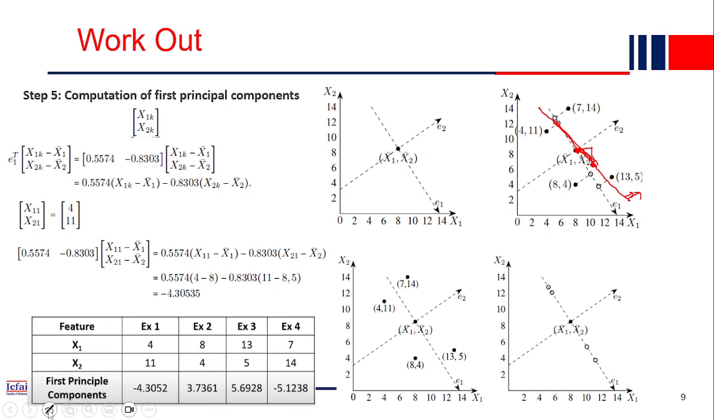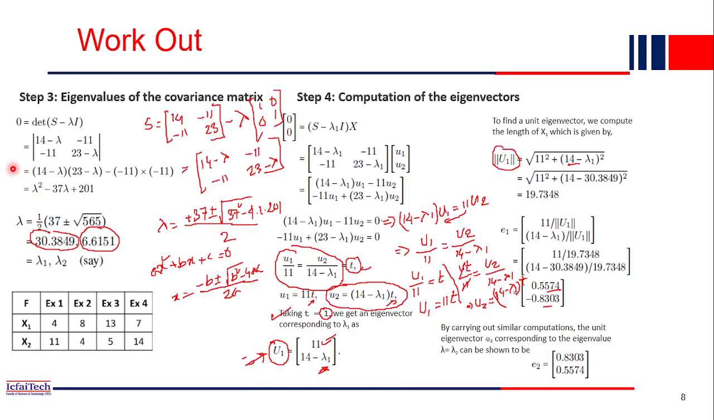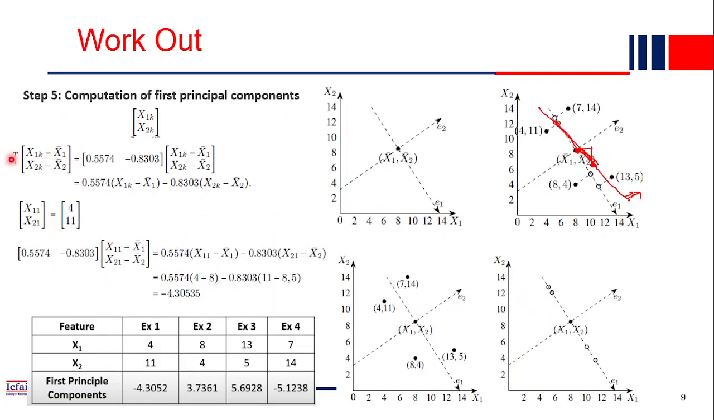Okay, so now the last part of this data set: we are reducing the dimension. Step 5 is the last step, the computation of the first principal component. E1 is the first principal component, which we have calculated: 0.55 and minus 0.83. So E1 transpose is now row wise, 0.55 and minus 0.83.